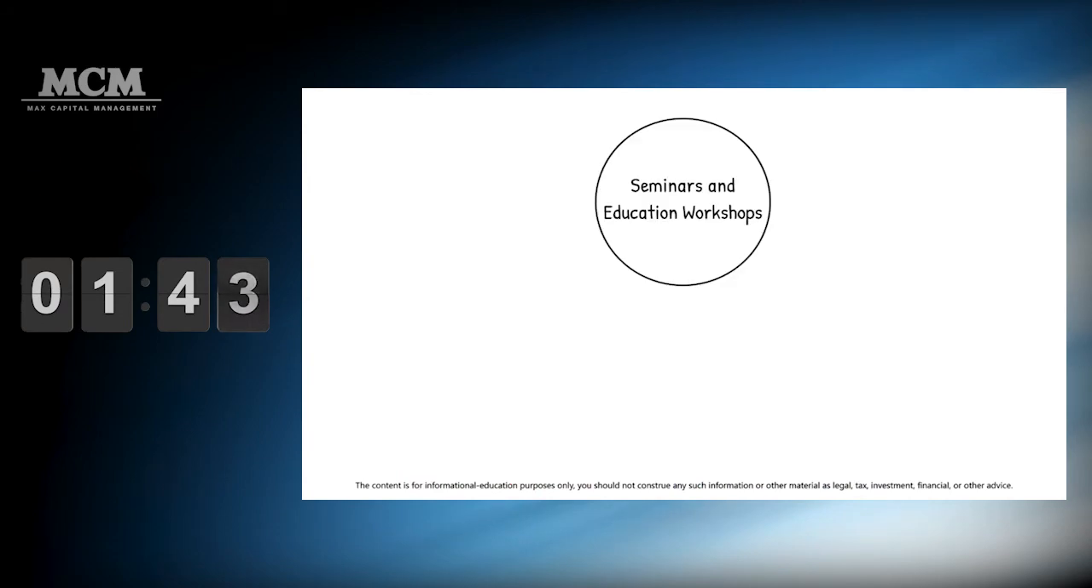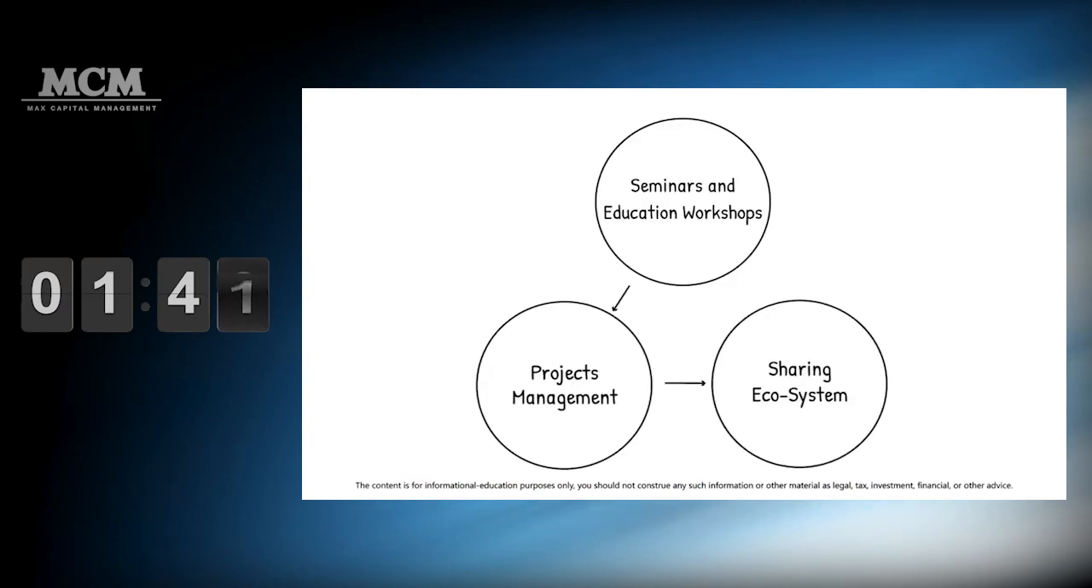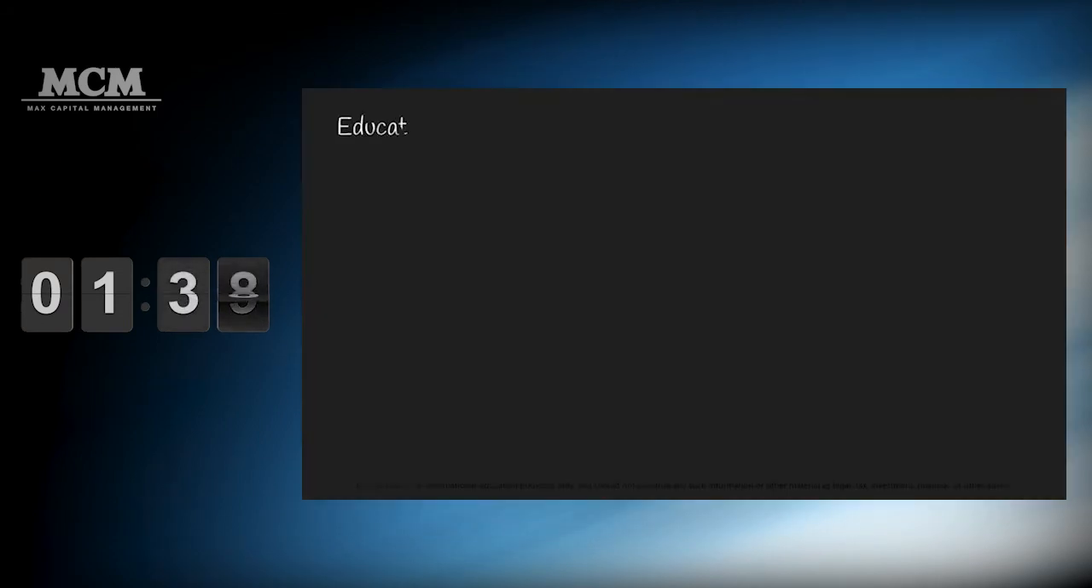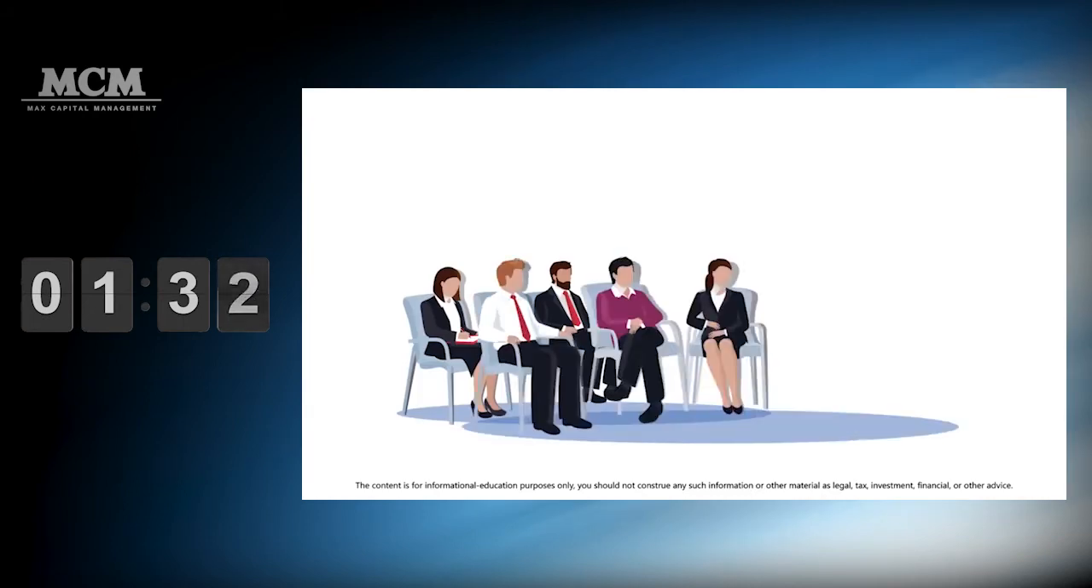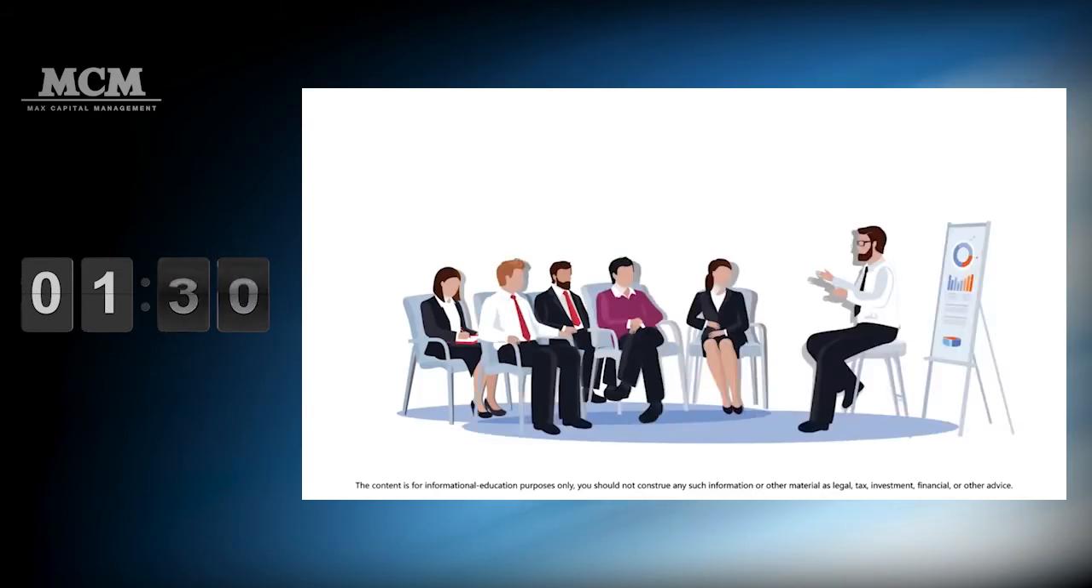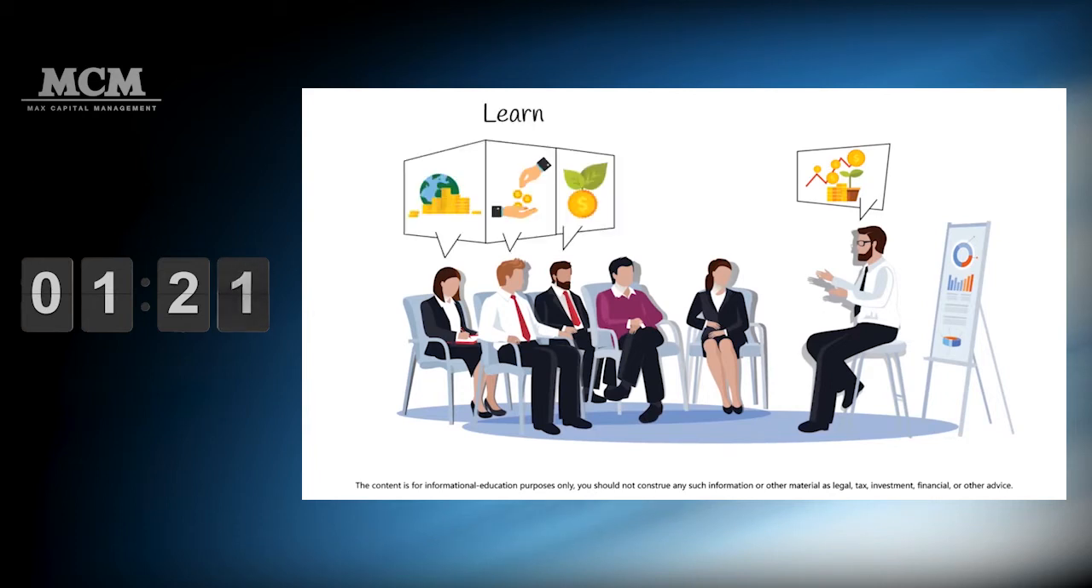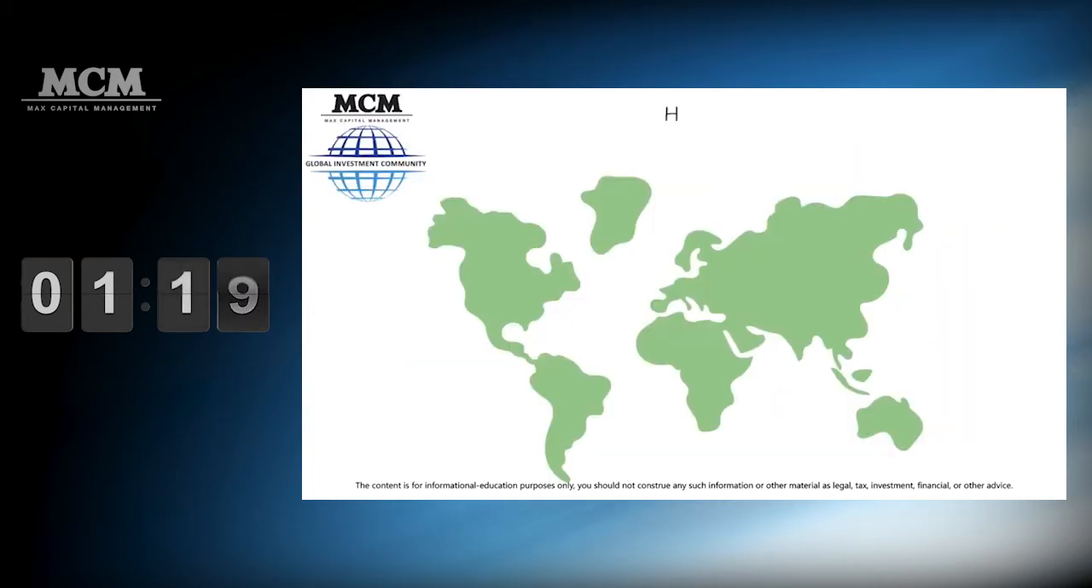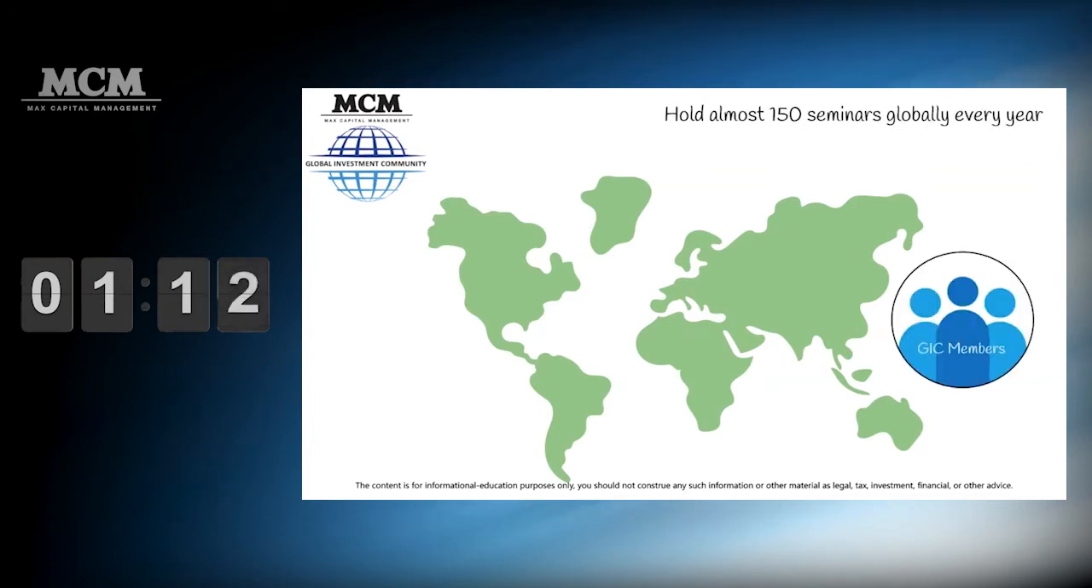Here are the three main moves of how MCM GIC can help you. Education, seminars, and workshops. As the late Kofi Annan said, knowledge is power. Seminars are one of the best ways to get proper insights from experts in the investing world. Seminars provide you access to these experts so you can get a shortcut on what to learn and what to be aware of. MCM GIC holds almost 150 seminars globally every year, exclusive to GIC members.